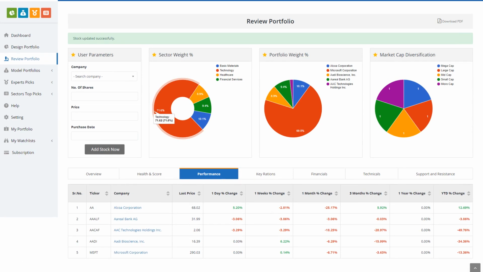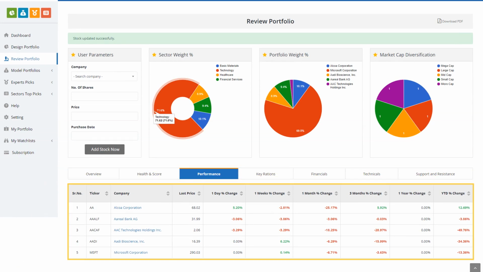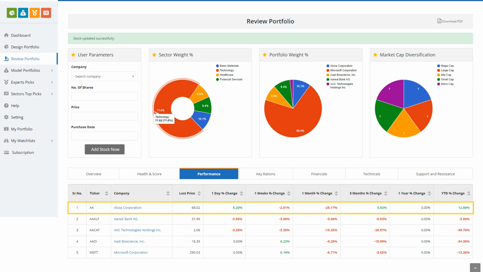Using the Performance tab, you can review how all the stocks in your portfolio have performed over the last 1 year. For example, the Alco Corporation has gained 12.9% year to date, while all other stocks have lost in value during this period. This is vital information. You can gradually check quarterly, monthly, and weekly performances and get a general idea of where the stock prices are headed and decide whether to hold stock or liquidate it.